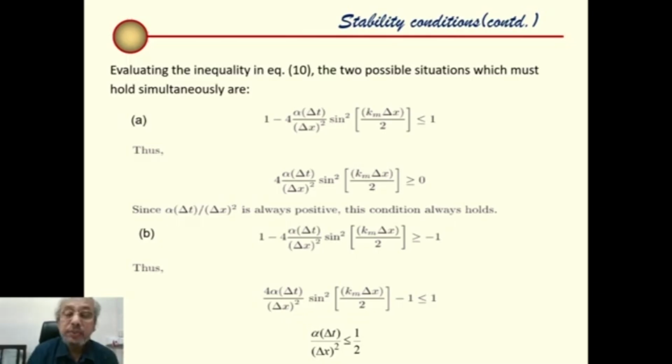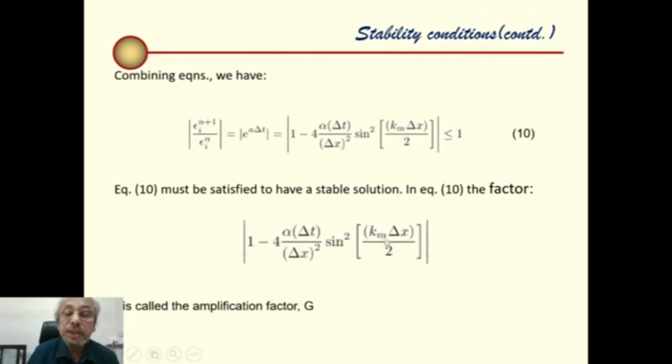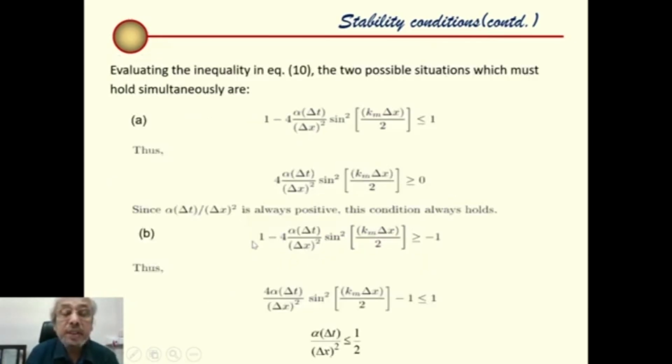B is another possibility, because our condition was modulus of this has to be less than 1. So another possibility is 1 minus 4 alpha delta t by delta x square sine square km delta x by 2 is greater than equal to minus 1. Now if that has to be satisfied, we can do simple algebra here. 4 alpha delta t by delta x square sine square km delta x by 2 minus 1, just change the sign, is less than equal to 1. From here, the highest value of sine theta is 1. So we can see that the restrictive condition is alpha delta t by delta x square is less than equal to half.